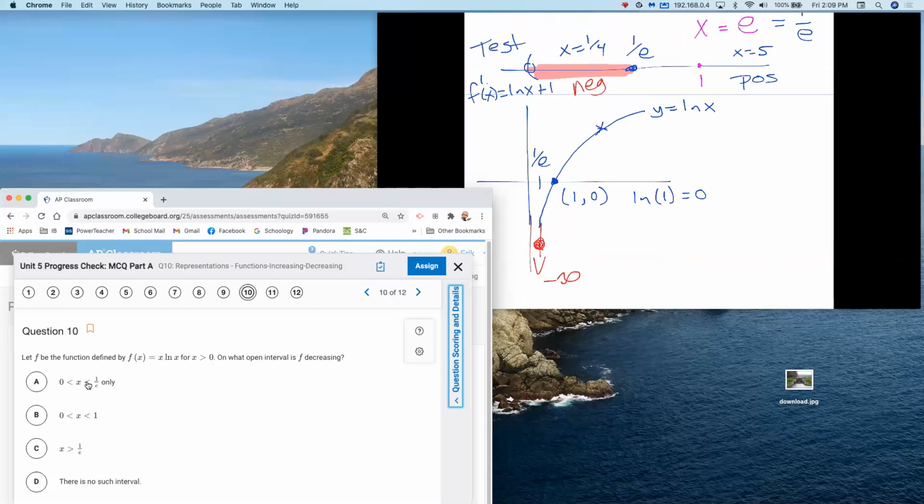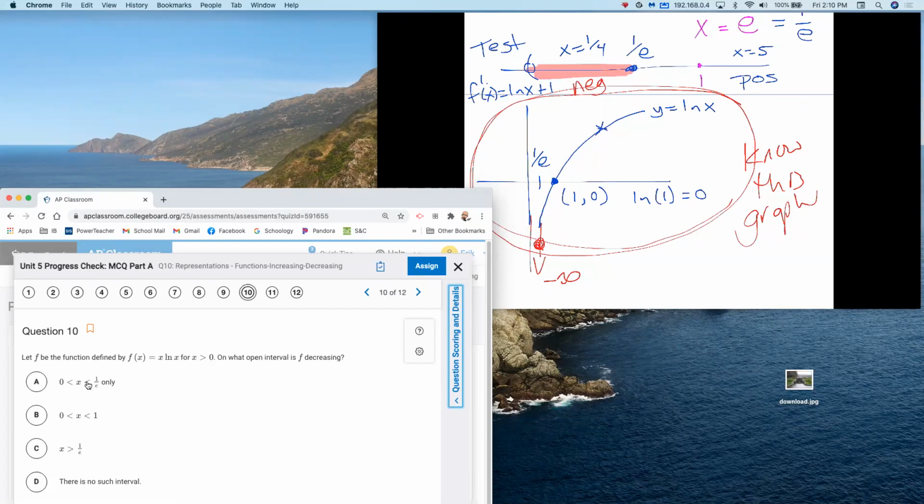One of the things that you're going to want to know for the FRQ is what this graph looks like. Okay, you got to know that graph. Any questions on that? That's a pretty tough question. Any other questions that I did not go over on this progress check?